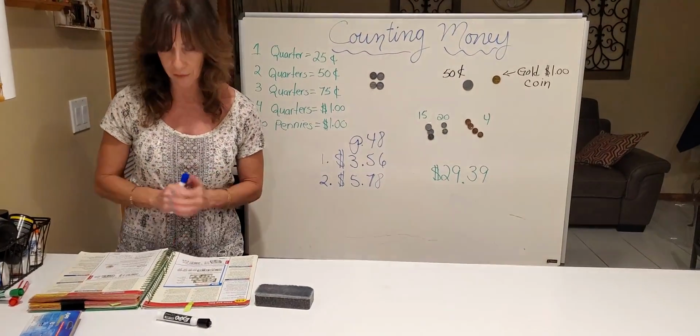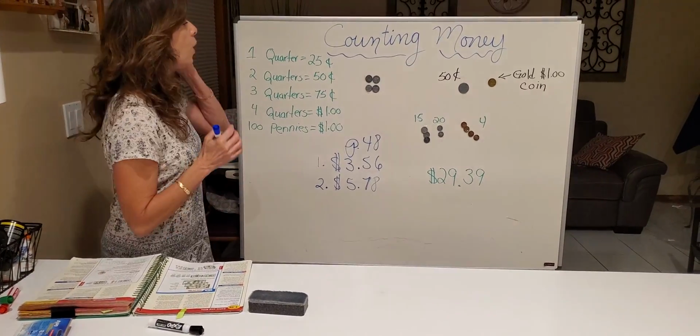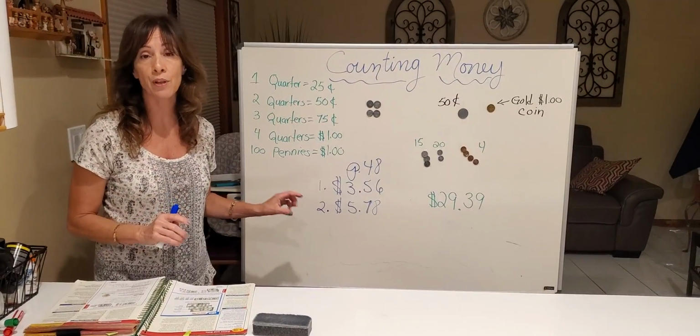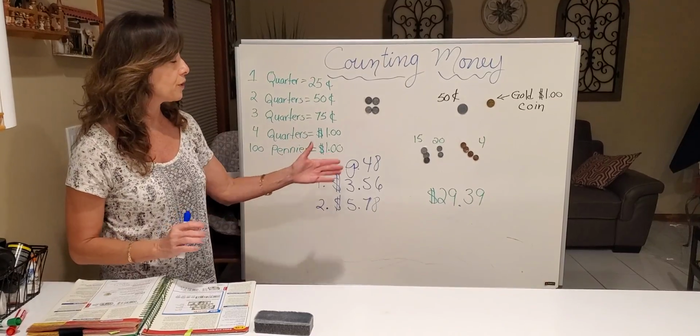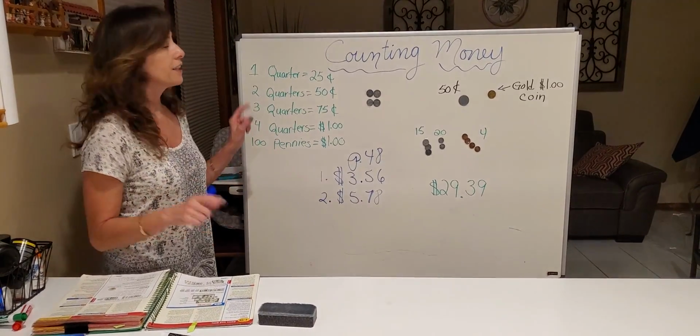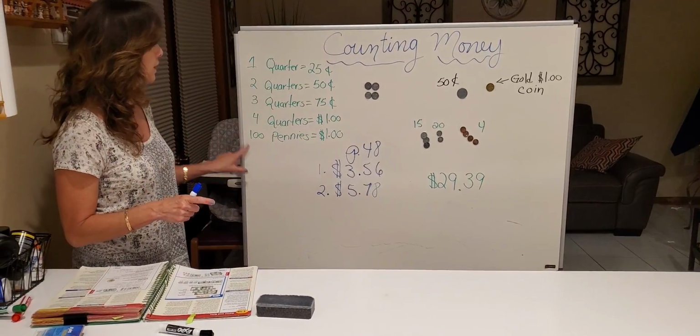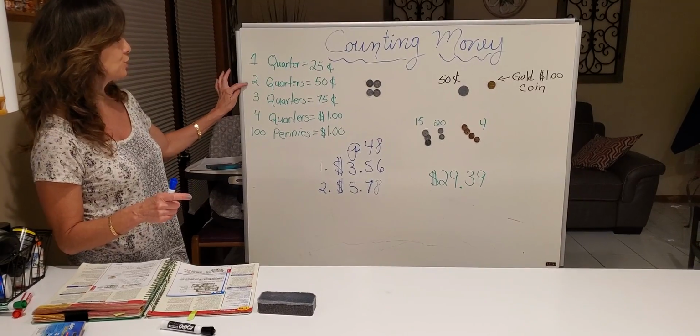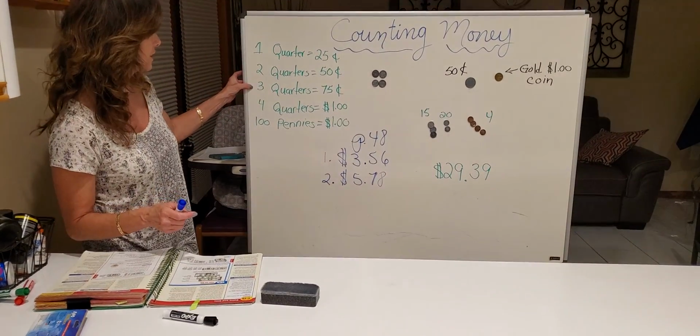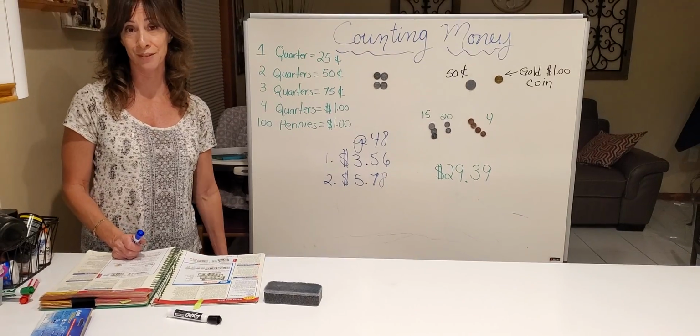I think most of you will find this very simple. Remember, always count the big bills first, then the big coins, and we move on to the lesser quantities. Remember, this is what I want you to memorize. A quarter is 25 cents, 2 quarters is 50, 3 quarters is 75 cents, and 4 quarters is $1.